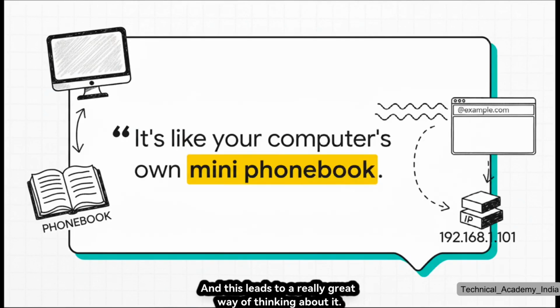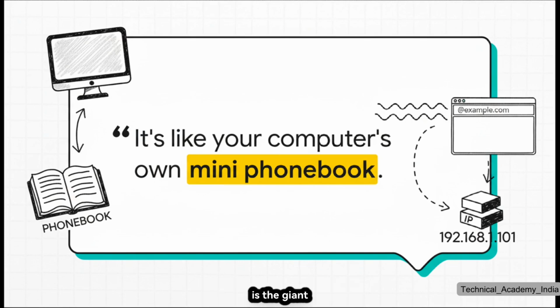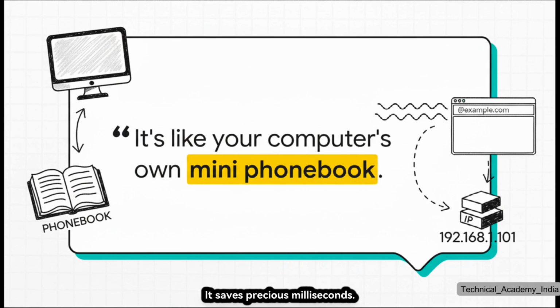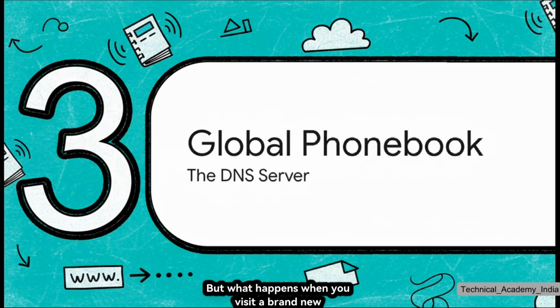And this leads to a really great way of thinking about it. If DNS is the giant phone book for the entire internet, then your computer's local cache is like its own personal mini phone book. It's full of numbers for the sites you go to all the time, so it doesn't have to look them up every single time. It saves precious milliseconds.